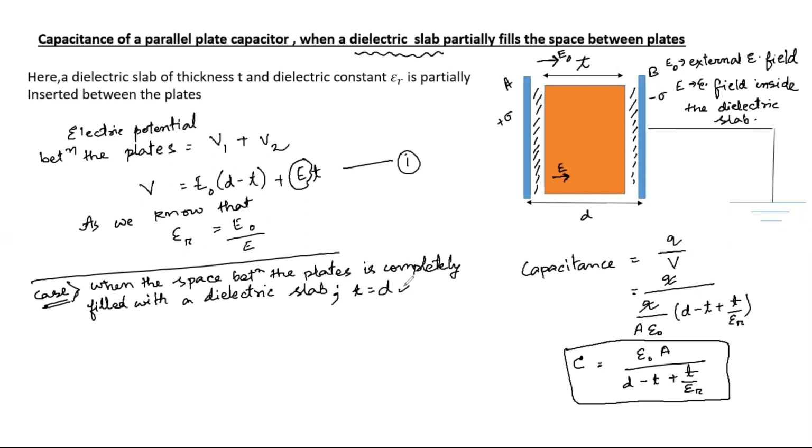And when you use such a condition in this equation, you find that it is nothing but epsilon naught A by D, and T gets equal to D and so gets cancelled. So in place of T, now we will write D. You have this epsilon R, which is my dielectric constant, that will be going to the numerator. So this is the expression for capacitance of a parallel plate capacitor with a dielectric constant epsilon R.